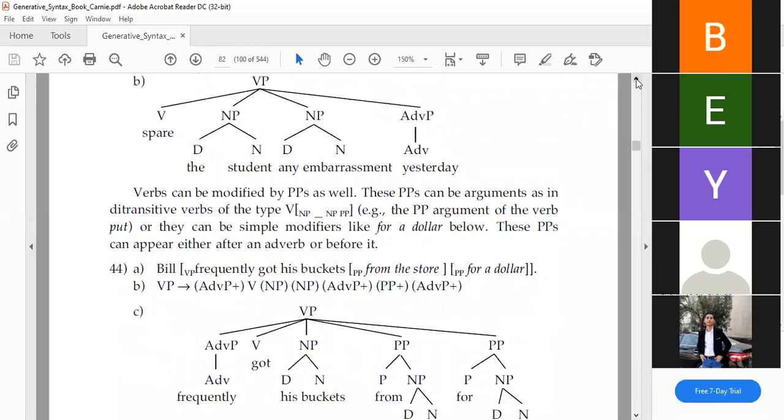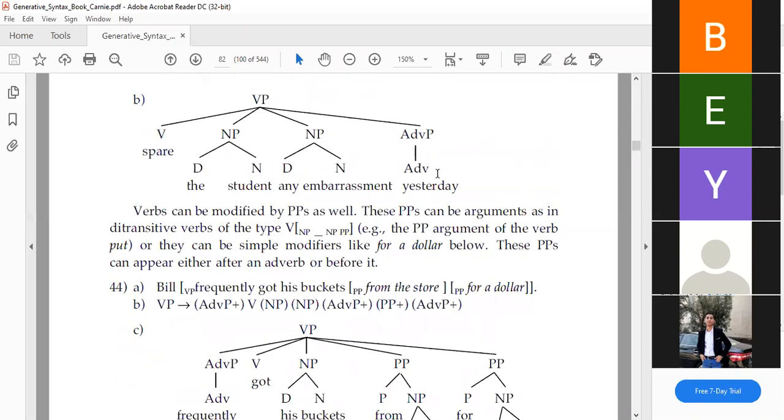And this is the tree for spare the student an embarrassment yesterday. Everything is under VP. The VP has four daughters: V, NP, NP, ADP. So spare is the verb, and the NPs and ADP modify spare. Spare is the head, and it cannot take the NPs and the ADP under it, so they are under the VP. The VP here has one branch for V, then we have NP, with D and N, then another NP, with D and N, then the ADP after that.